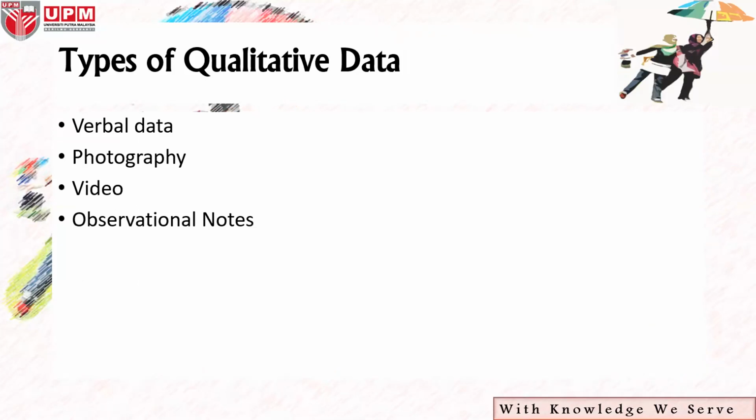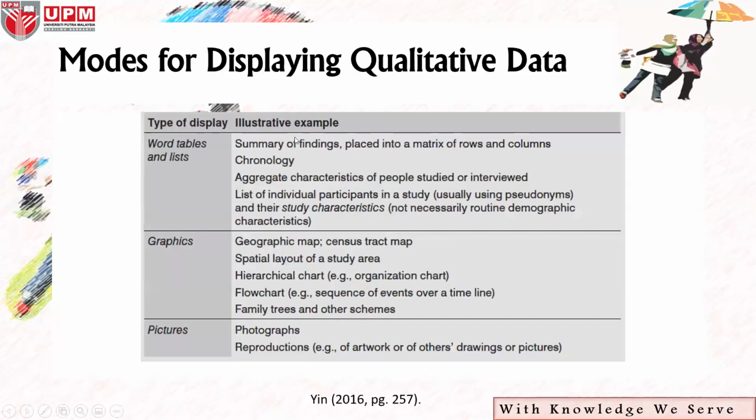Okay, so these are the types of qualitative data. So we have the verbal data, photography, video, observational notes. These are among the types of qualitative data that you can obtain during your qualitative study. Sama ada verbal data, which is recording, ataupun foto pun boleh jadi qualitative data, video, the recorded video, then observational notes, ataupun the field notes. Dia boleh jadi qualitative data.